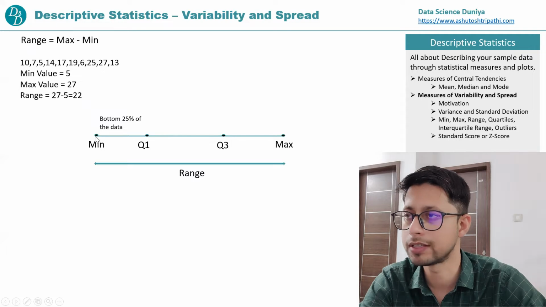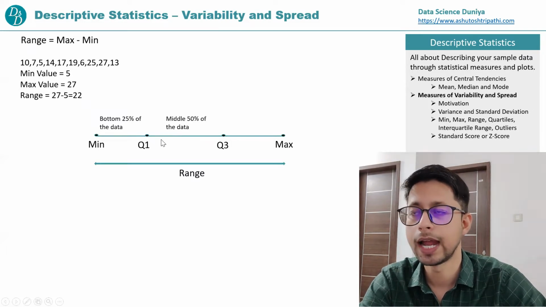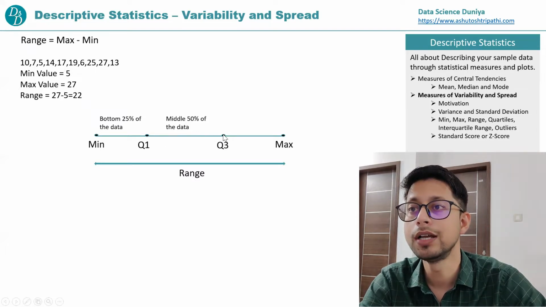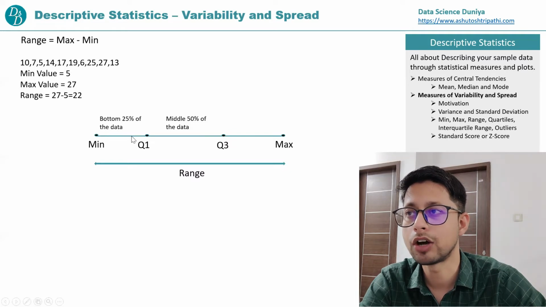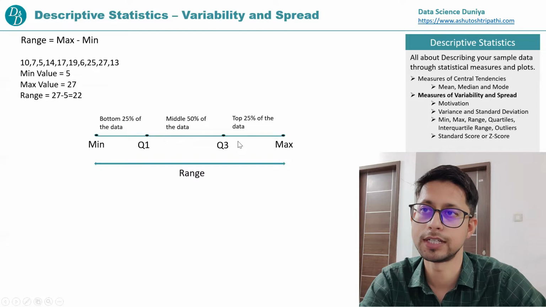And the min value is anyway the same. So the bottom 25% of the data is denoted by Q1. And then the middle 50% of the data is denoted by the range between Q1 and Q3. If you add 50 and 25, from the min point till Q3, Q3, that is the upper quartile, denotes the bottom 75% of the data starting from the min point. And then the remaining top 25% of the data is denoted by the range from Q3 to max.